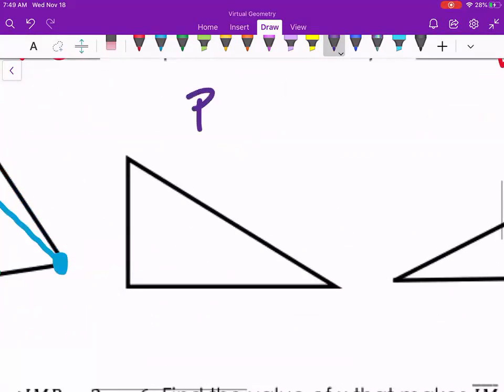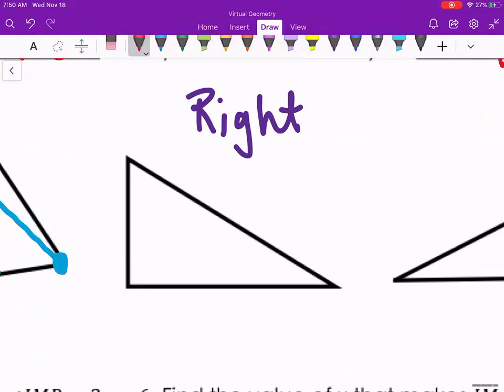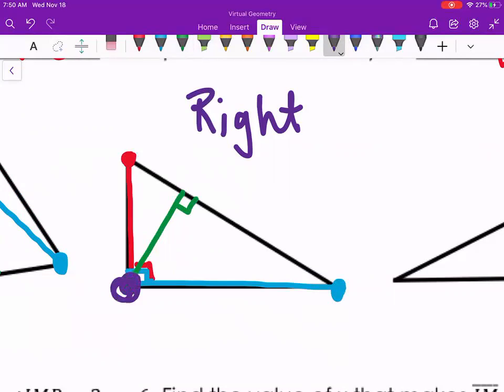When we have the right triangle, okay, let's get all 3 altitudes up. So there's the first one, our second one, and then the third one, and they actually meet at the right angle. Okay, so for a right triangle, they meet at the right angle.